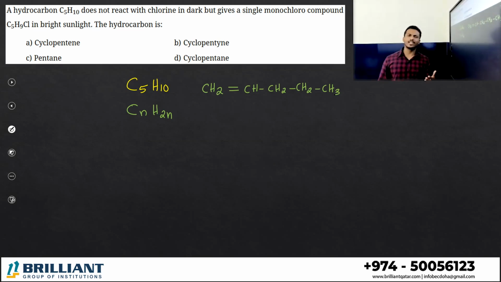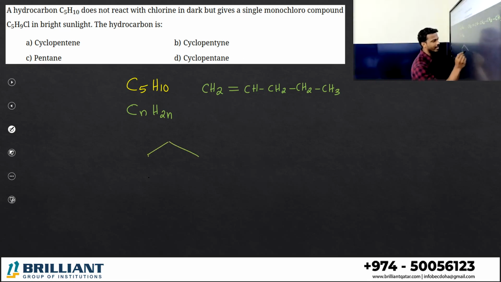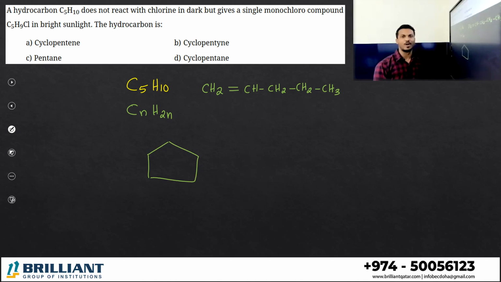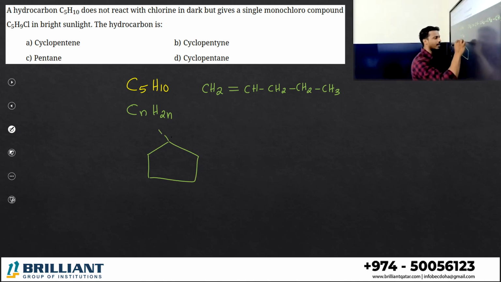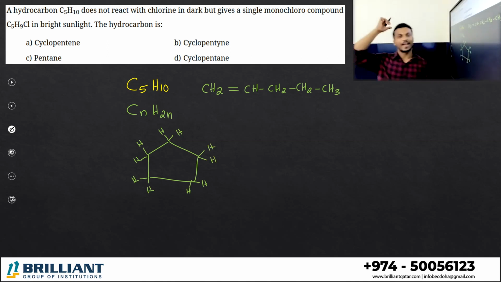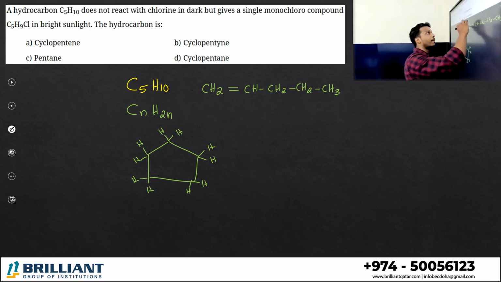What is the other possibility with the same formula? It can be cyclopentane, dear all. What is cyclopentane? This one. Each carbon contains 2 hydrogen atoms. Now you observe there are a total of 5 carbon atoms and 10 hydrogen atoms. So C5H10. Either this compound C5H10 can be pentene or it can be cyclopentane.